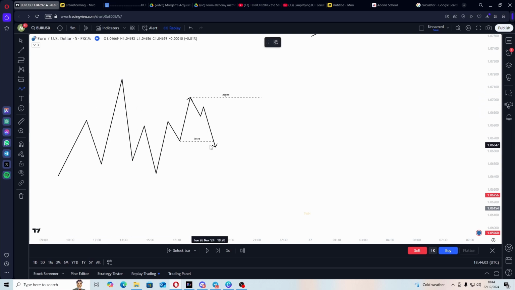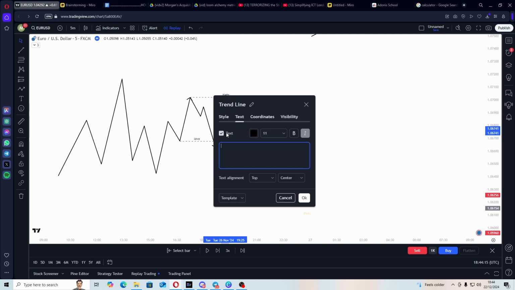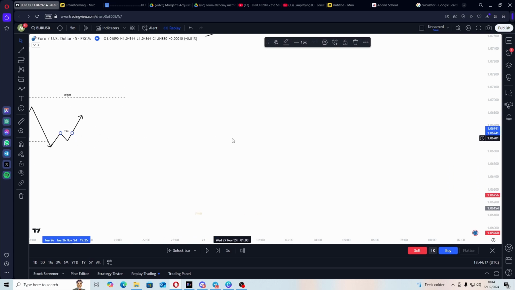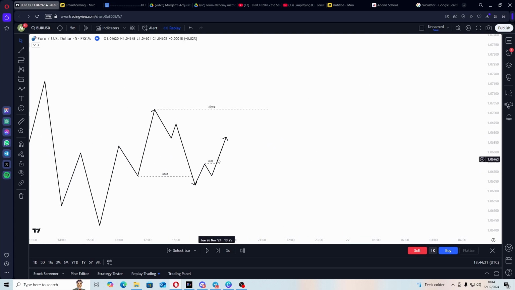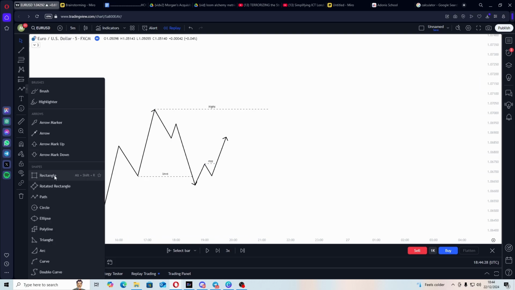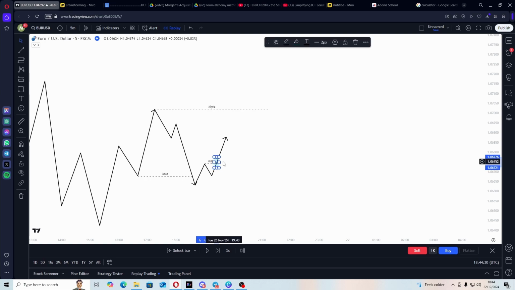So now what we need to do is find a market structure shift. Let's say we got a market structure shift right there. And now what you need to do is actually overlap this with the FVG and make sure the market structure shift has an engulfing candlestick. Even if it doesn't, that's all right, but it will just make it more probable, okay? So what we need to do now is just get the FVG, which will be anywhere overlapping this.